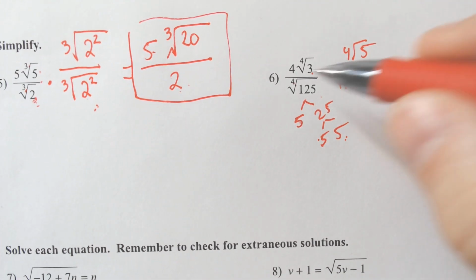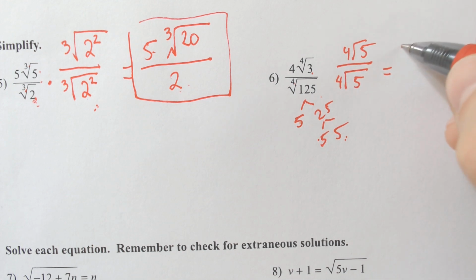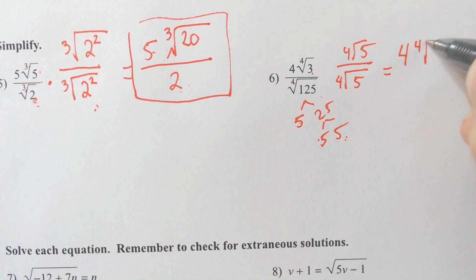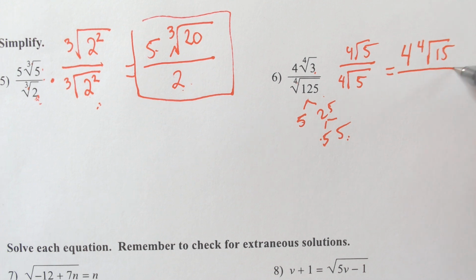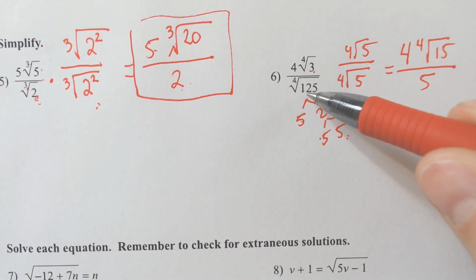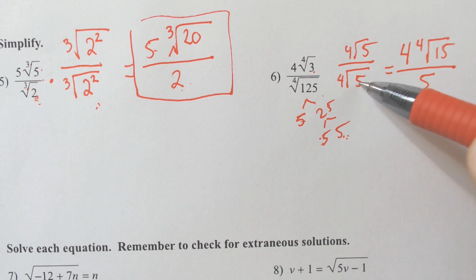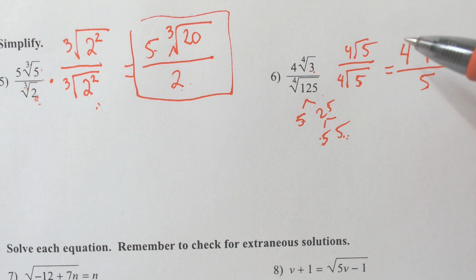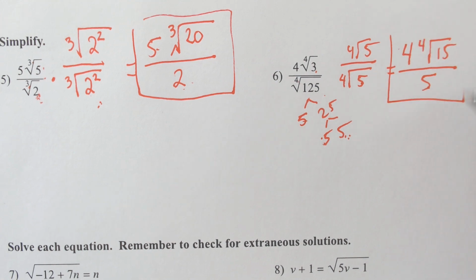When we do that, I'm going to multiply the top together. We're going to get 4th root of 15 over 5. Because we would have 1, 2, 3, 4 5s breaking free, just making the singular 5 on the outside. 4 doesn't divide by 5. We have our final answer.